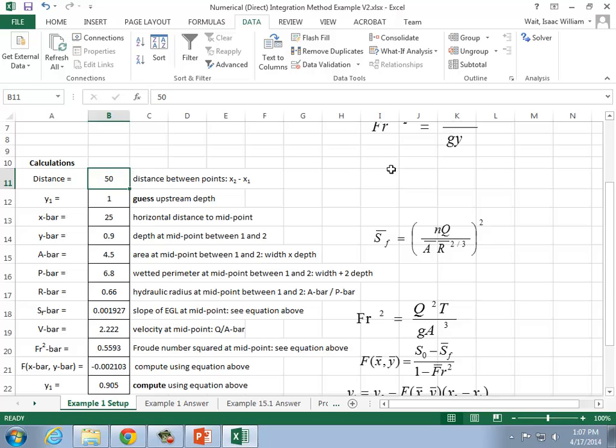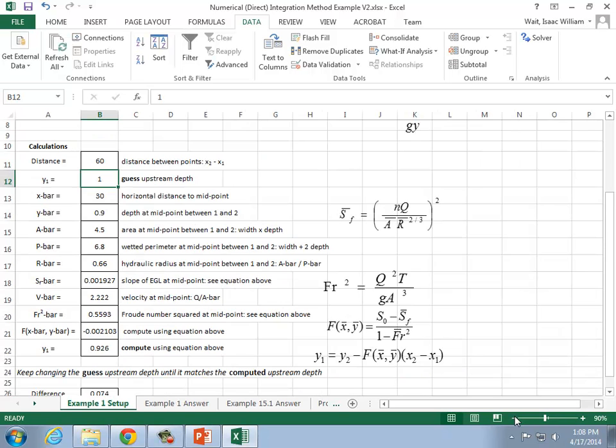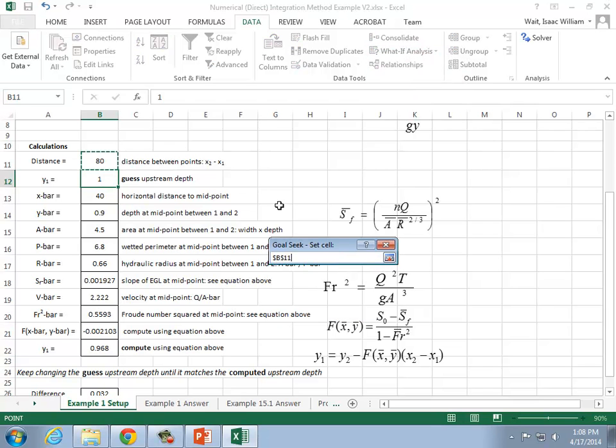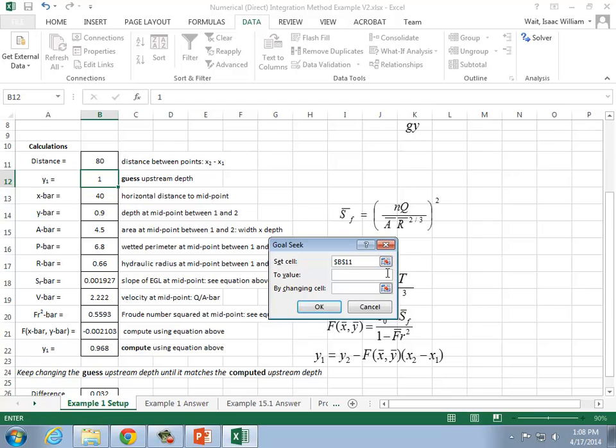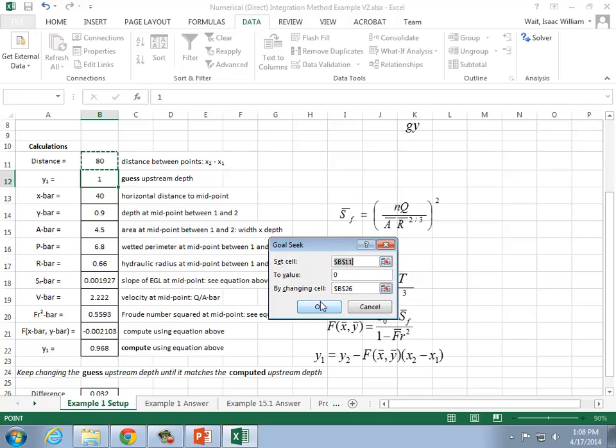So I could say, is it 60 meters? Is that how far I have to go until this guess is equal to what I know? Not quite. Maybe is it 80 meters? And so I could keep playing around with it manually, or I can use, of course, goal seek. And this time I'm going to say, keep changing the distance until we've got a value of 0 at the difference between the two.